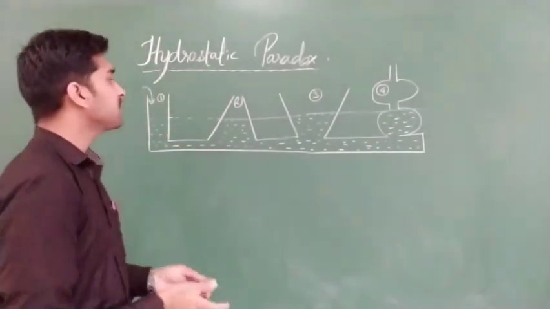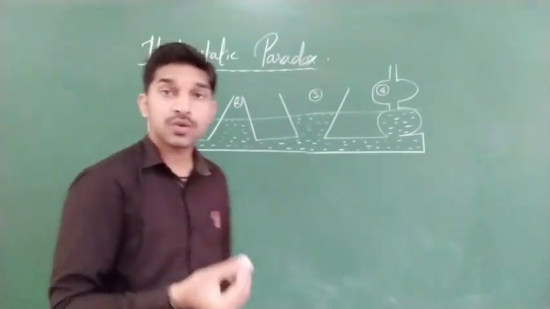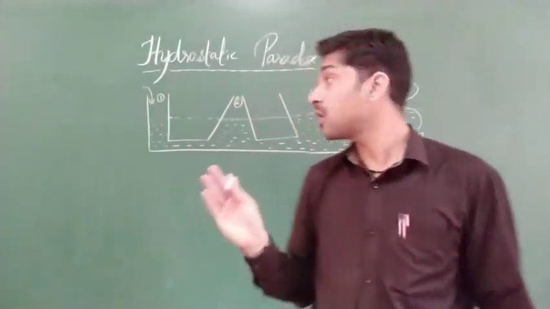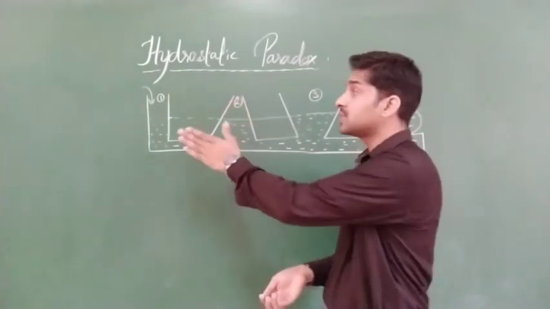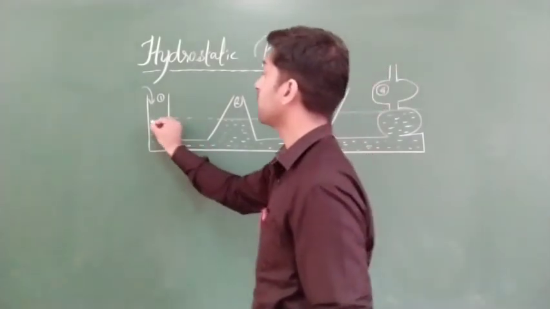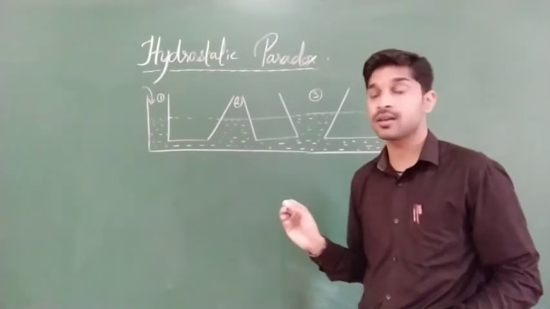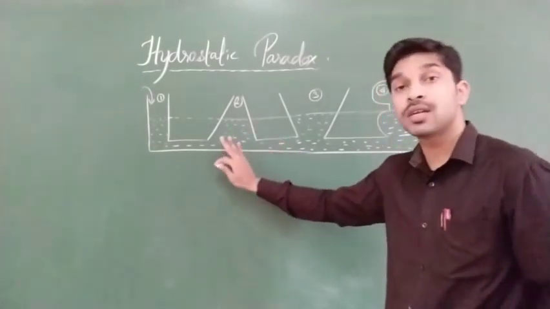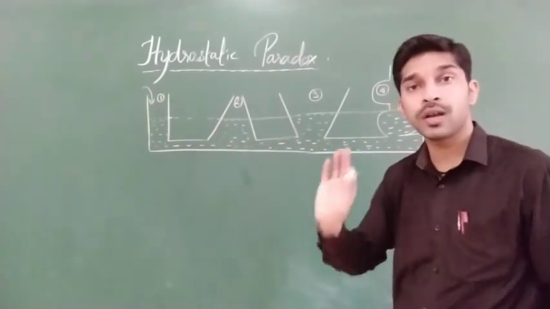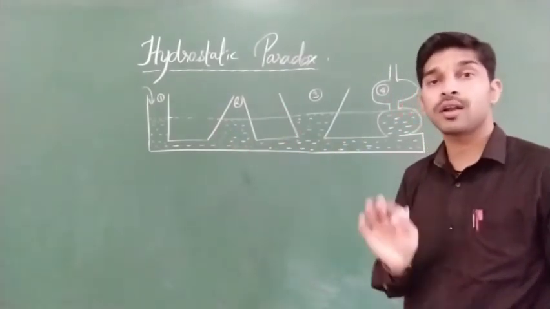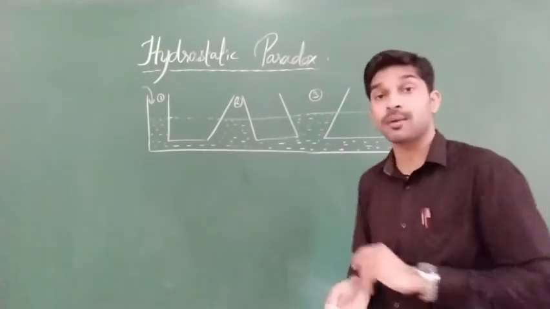Clear? So what is the meaning of this hydrostatic paradox? The water will find its own height, its own limit. The liquid itself will find its own limit, its own height. And the pressure doesn't depend on the shape of the container, but only on the height or depth until which that container is filled. This is nothing but the hydrostatic paradox.